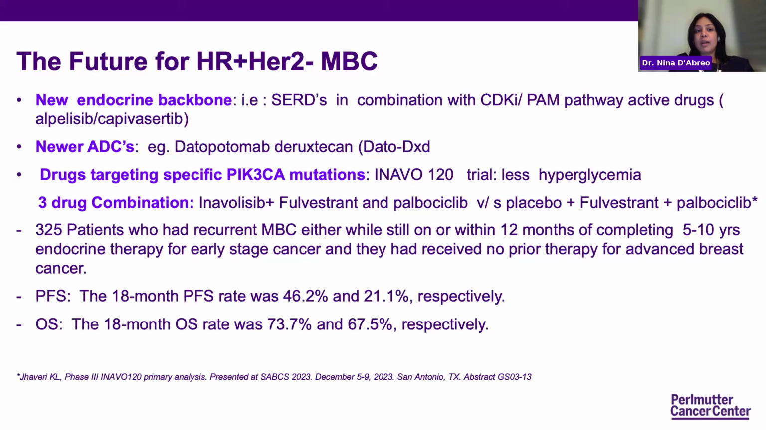So this is a 3-drug combination that was just discussed at this major meeting that we had in Texas in December that we all attend. And this is looking at a 3-drug combination, but much less toxicity in terms of high blood sugar, even though it's targeting a PI3 kinase, but it's for a specific mutation.